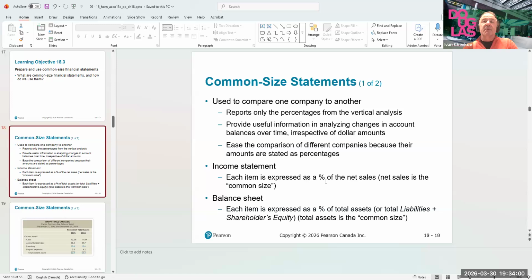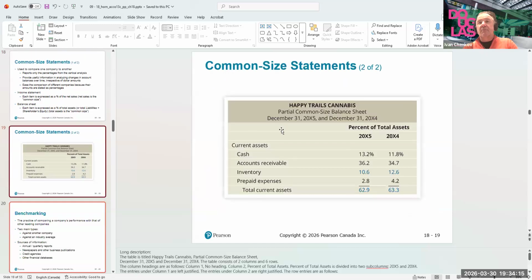Income statement: each item is going to be expressed as a percentage of the net sales. On the balance sheet, each item is expressed as a percentage of the total assets, or as we know, the total assets are equal to total liability plus equity, total liability and equity on the common size. So once we run this, we can start comparing one company with another company, how much cash they have. Does one have more cash or less cash? How much accounts receivable do they have? What's the total current assets?